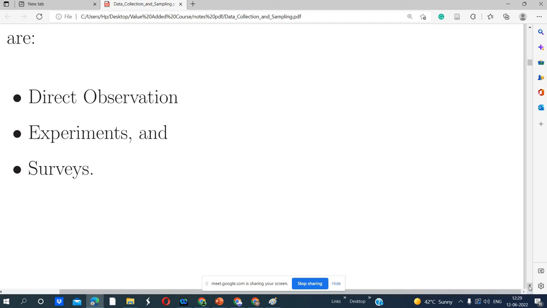But you are not the businessman. You have limited time, so you don't conduct an experiment before purchasing a dress. So that depends. Survey also depends on the resources. Obviously, direct observation is the best method.